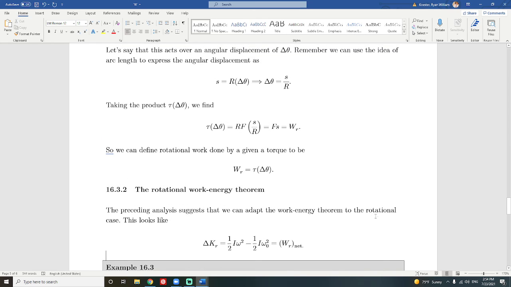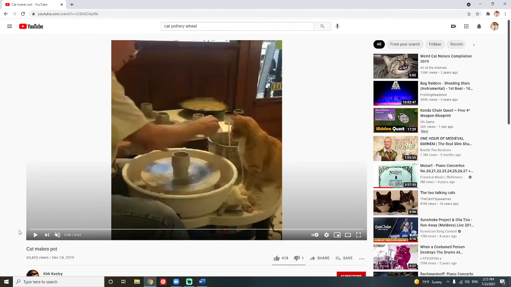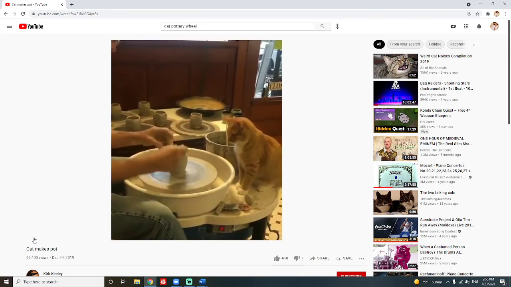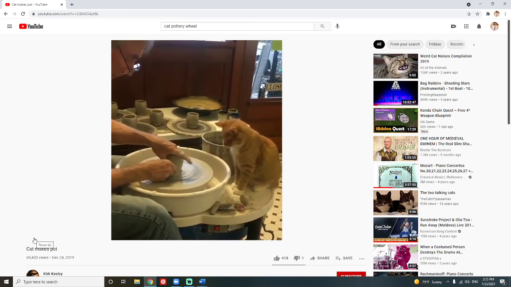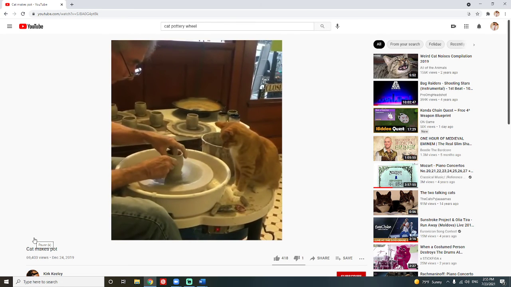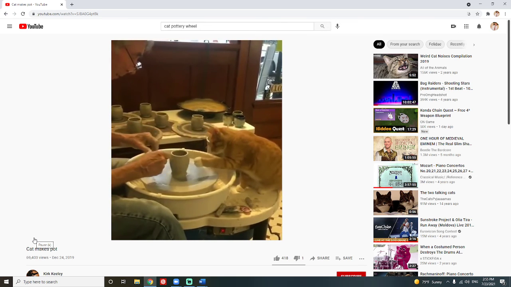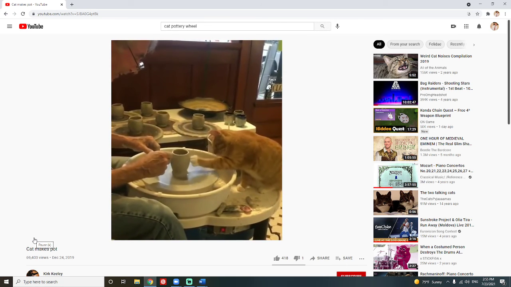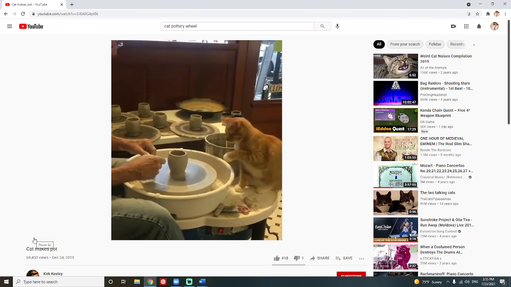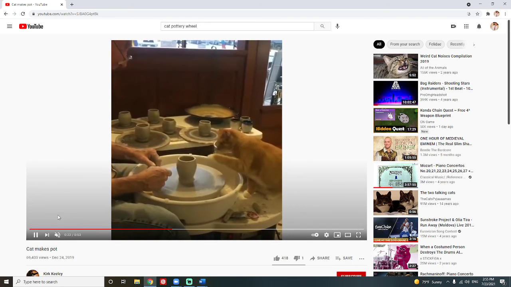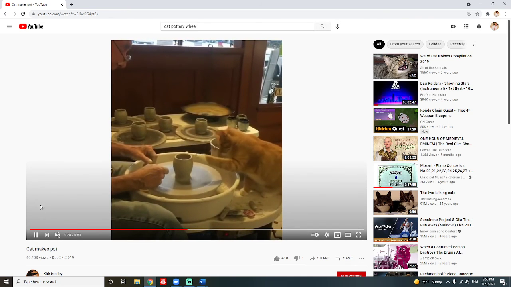So we're going to look at an example, but I want to show you a video first to motivate the example here. Maybe you've seen this before, but there's some guy making a pot, right? And so the clay spins around on this little wheel, and whoever's making the pot shapes it the way they want it. But see, the cat is helping out here, right? They're such helpful creatures. I think this is funny. So there you go.